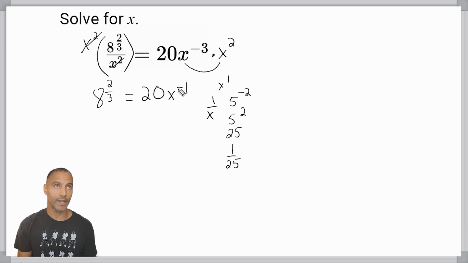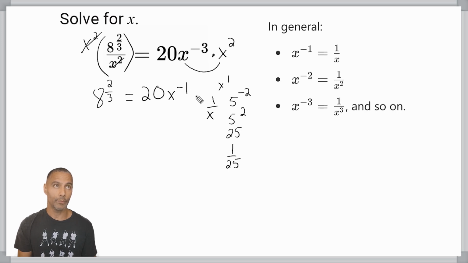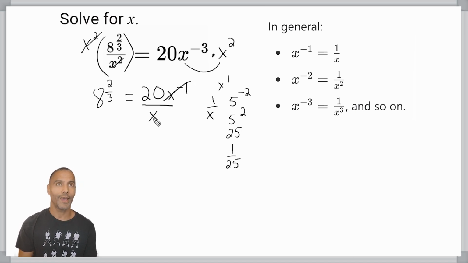So x to the negative first basically would be the reciprocal of x to the first, which is 1 over x. That is why we can simply move that x to the bottom. So now that is x to the positive first power, which can just be written as x.